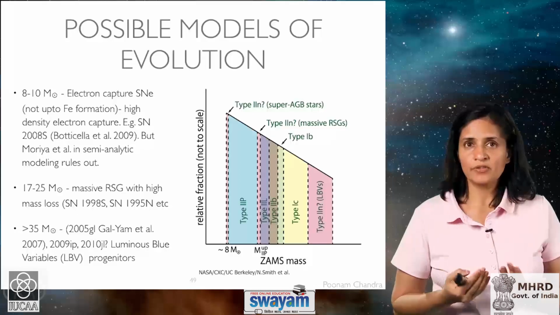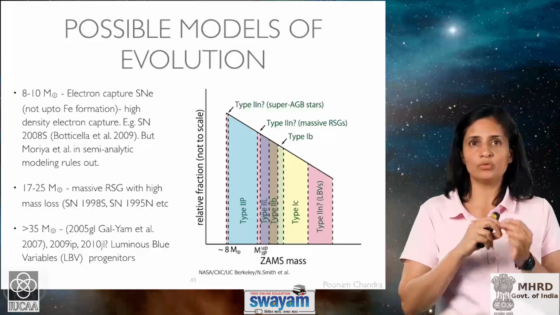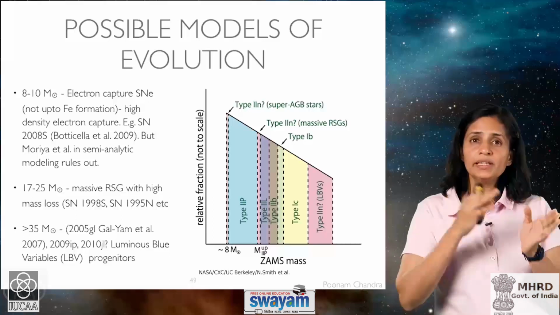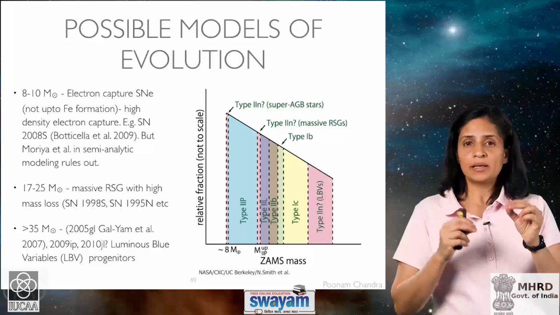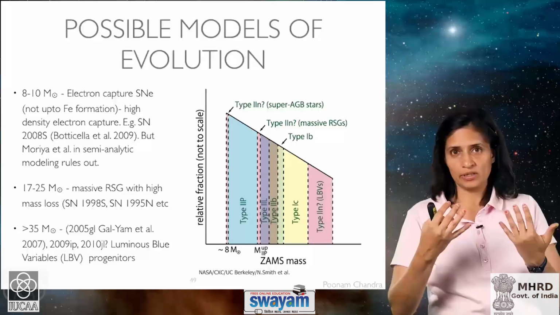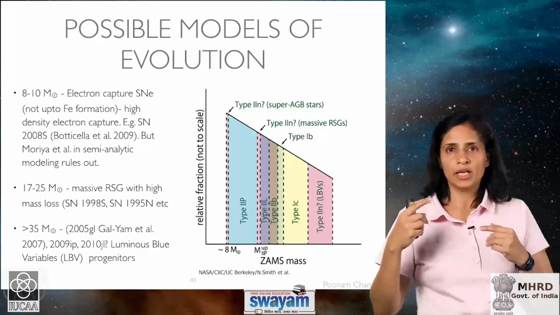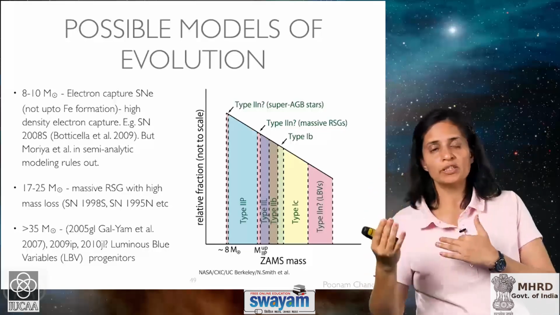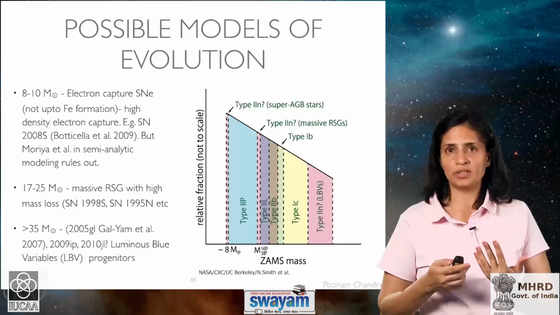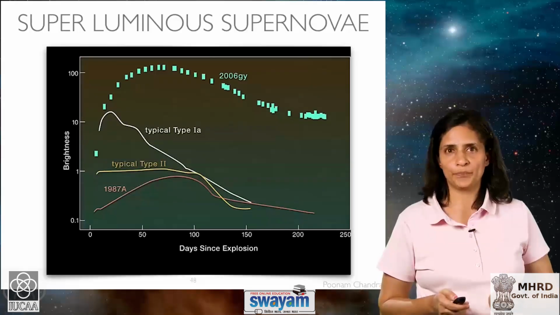However, scientists are working on such models, and they have come up with some mass ranges, which are 8 to 10 solar mass, 17 to 25 solar mass, and more than 35 solar mass stars, where they claim that there could be conditions with some kind of instabilities, and that can give rise to very high mass loss. And the presence of such high density due to the mass loss, like dense solar winds or star winds, can give rise to emission in optical bands, and they can give rise to these superluminous supernovae.